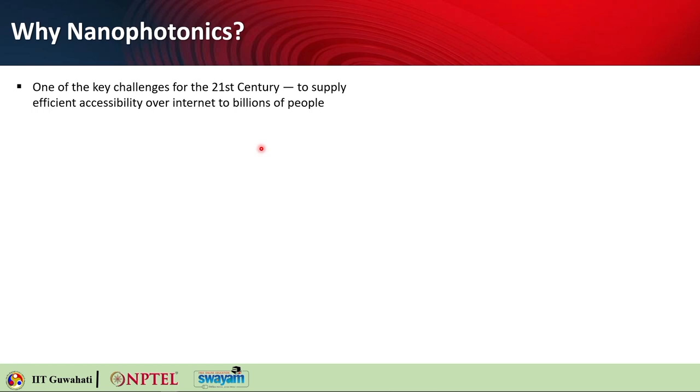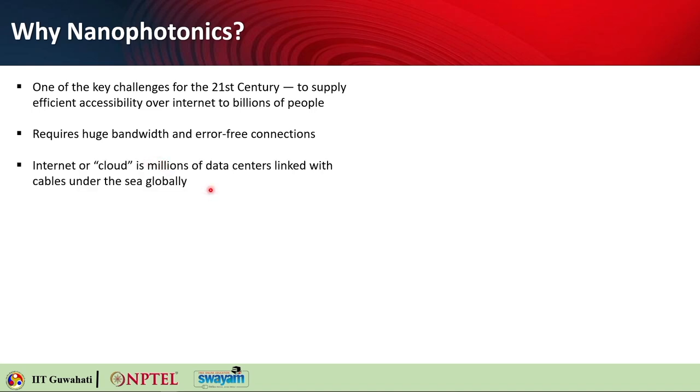And one of the key challenges for the 21st century has been to supply efficient accessibility over internet to billions of people. So you want more and more people to be connected. And that is the desire. So that will require huge bandwidth and error-free connections. And if you think only of internet as a cloud, that's not correct. Internet also means millions of data centers are actually linked to each other. They are talking to each other through the transoceanic cables, the optical fiber cables, which are laid through the ocean floor to connect different continents. And this is carrying so much data you can't imagine.